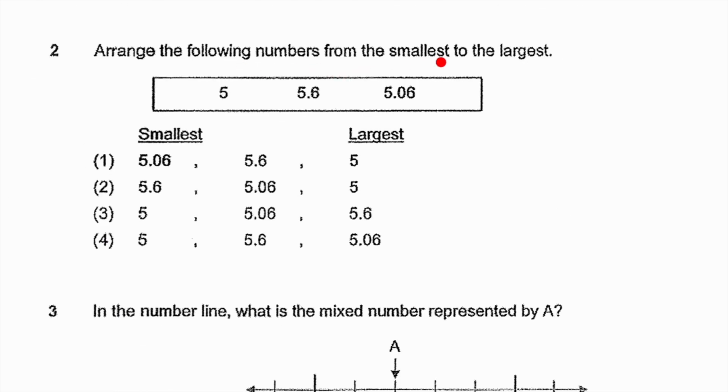Arrange the following numbers from the smallest to the largest. From the smallest to the largest, I like to stack the numbers. So stack 5, 5.6, 5.06 like this. And then for the smallest one, there's no value here. So 5 is the smallest. Next, for the tens place, I've got 0 here. So that's not as big as 6. So rank 1, 2, and 3.